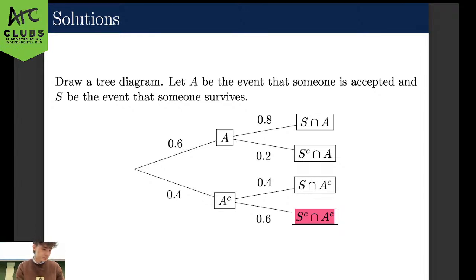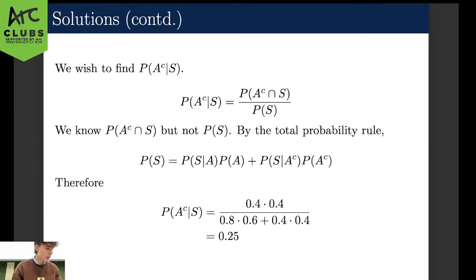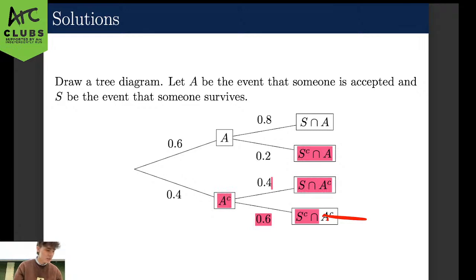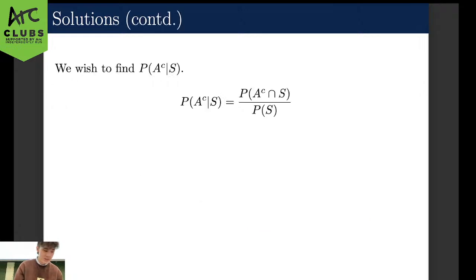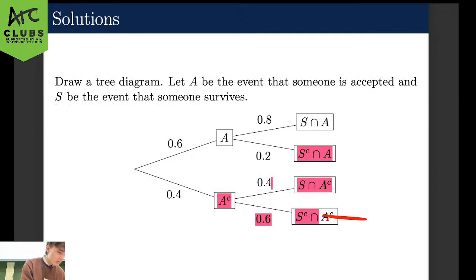Now, to find the probability that they were not accepted given they survived, first let's write out an expression for this conditional probability using our definition of conditional probability. It's important to look at what we know and what we don't know. We do know the probability that they were not accepted and survived. That comes from our tree diagram that we just wrote out. To get to the case where they were not accepted and survived, it's going to be 0.4 times 0.4.